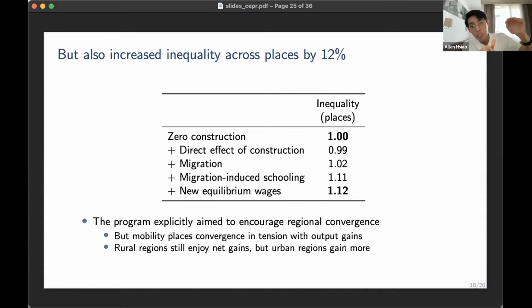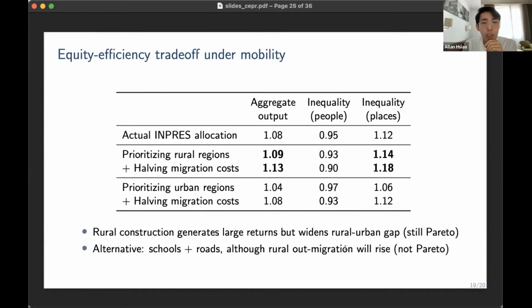And so urban places are going to grow more than rural places, and that place-based inequality is going to go up. But I should note, and I'll tell you more on the next slide, that these rural regions are still better off than with zero school construction. It's just that the urban places are benefiting more than they are. So inequality goes up, but the bottom of that distribution is still enjoying something from this program. And it's important as we really lean into this equity-efficiency trade-off.